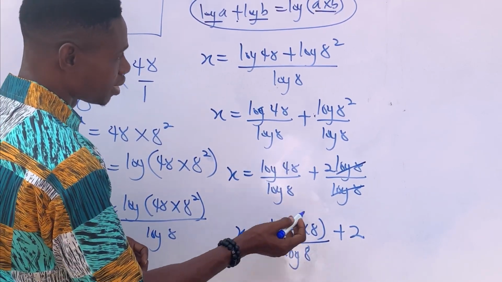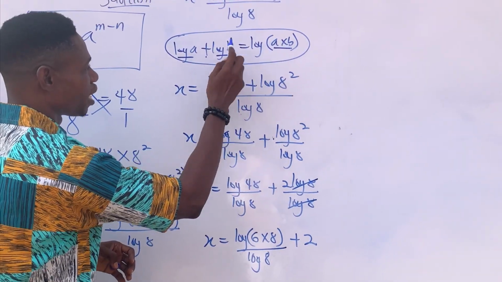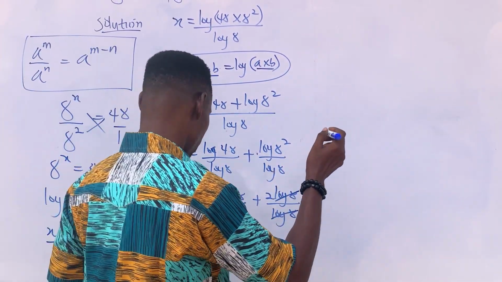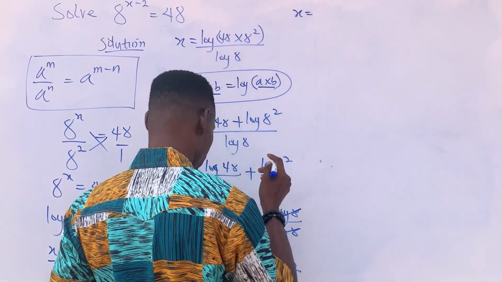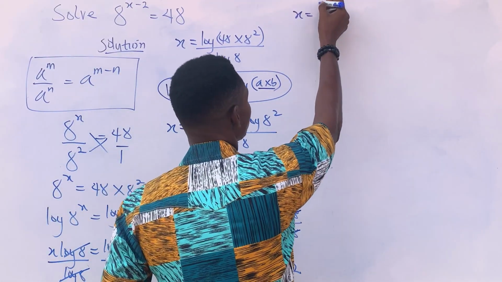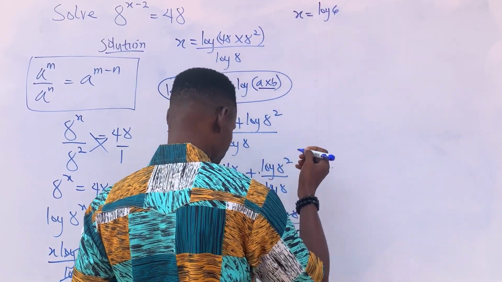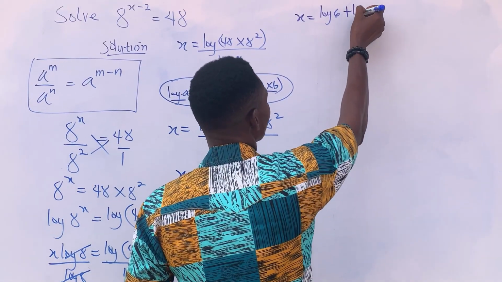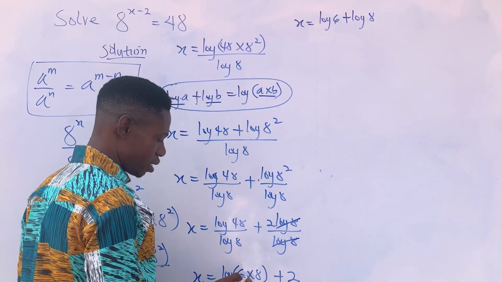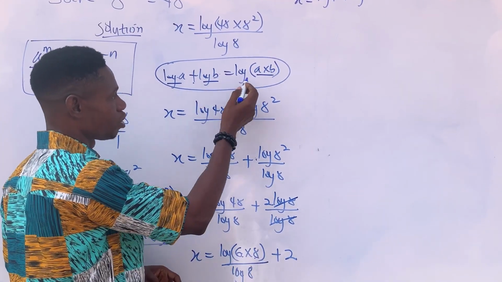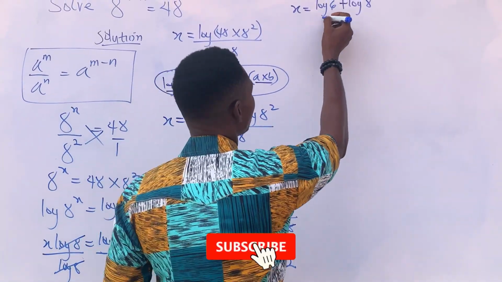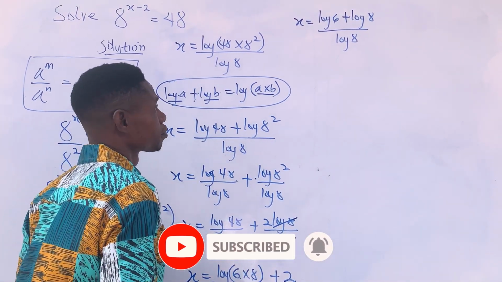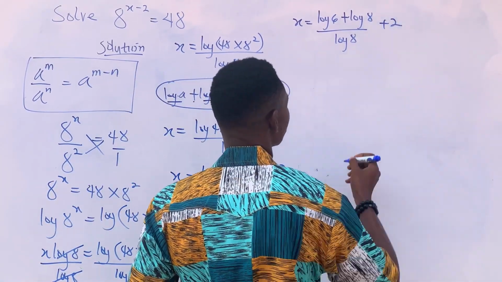Now let's apply this same law again, log a plus log b gives log ab. Let's apply it here again. So this will give us x equals log 6 plus log 8, that's 6 multiplied by 8. So we're applying this law now. So log 6 plus log 8 all over log 8 plus 2.